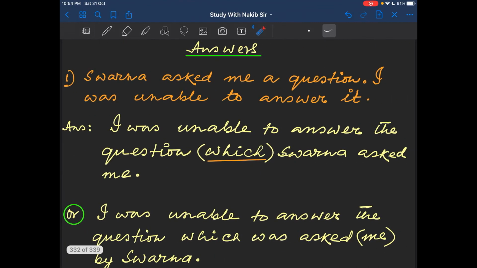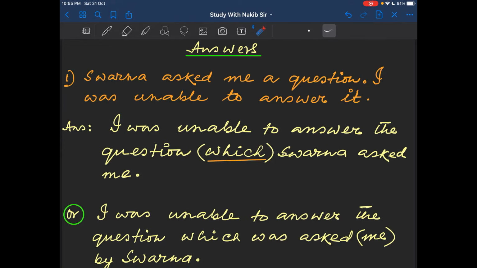Now see the answer. First question is, Sorno asked me a question. I was unable to answer it. See the nature of the two sentences. Two opposite actions. He asked the question, but I was unable to answer it. Okay, but you cannot use but. In that case, give your focus on it. What is it? It is the question which he asked me. So combine the sentences this way. In place of it, use the question.